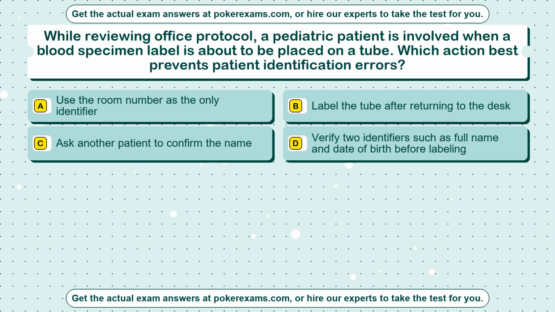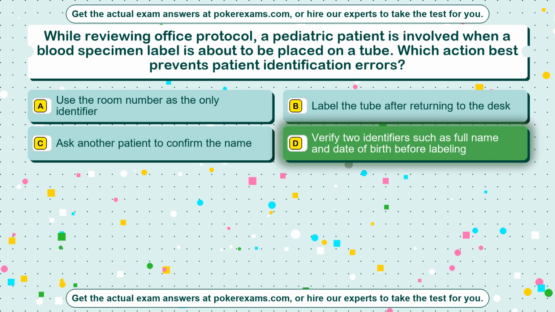Question 1. While reviewing office protocol, a pediatric patient is involved when a blood specimen label is about to be placed on a tube. Which action best prevents patient identification errors? Option A. Use the room number as the only identifier. Option B. Label the tube after returning to the desk. Option C. Ask another patient to confirm the name. Option D. Verify two identifiers such as full name and date of birth before labeling.